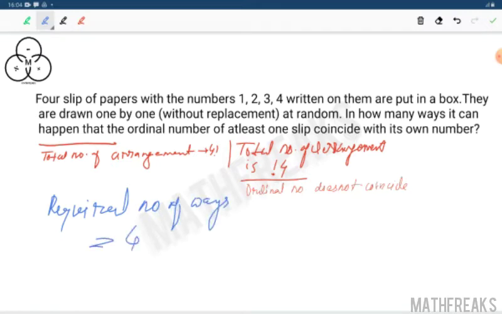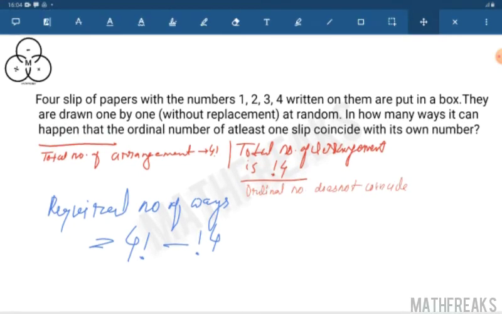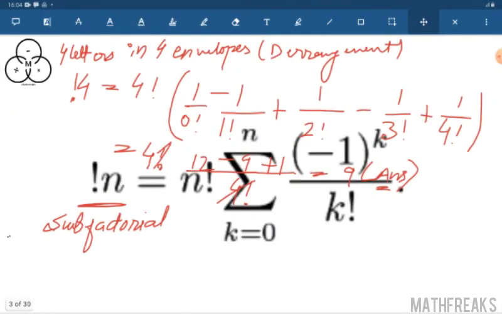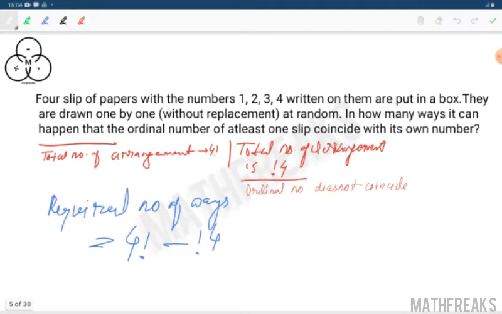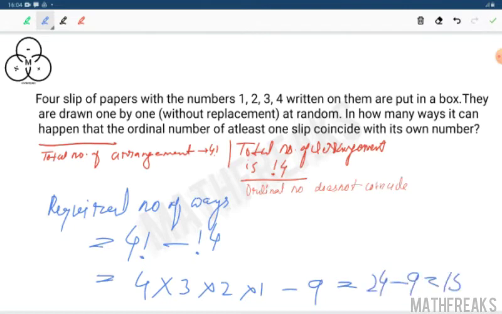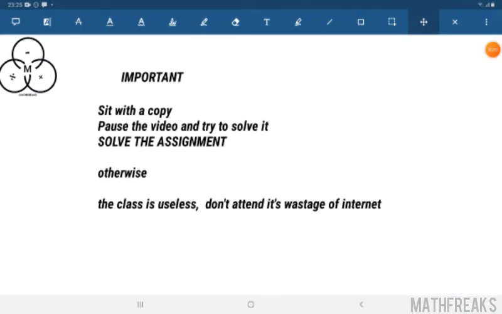is simply 4 factorial minus subfactorial of 4. We have calculated already the value of subfactorial of 4. Here you just see that is 9. And 4 factorial is what? 24. 4 into 3 into 2 into 1, minus 9, equals 24 minus 9. Hence the answer is 15. This was quite easy.